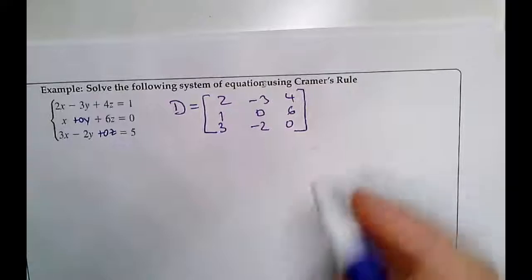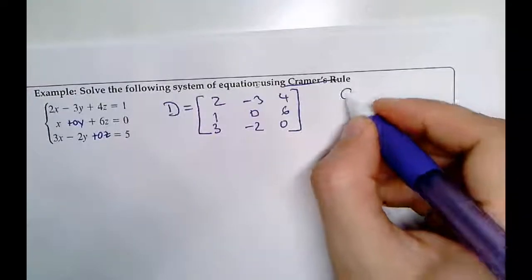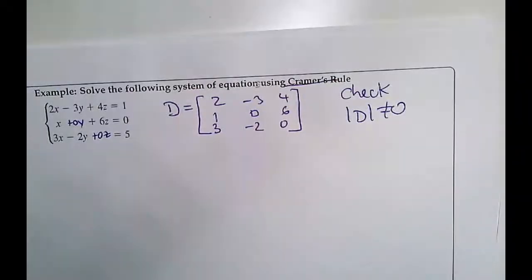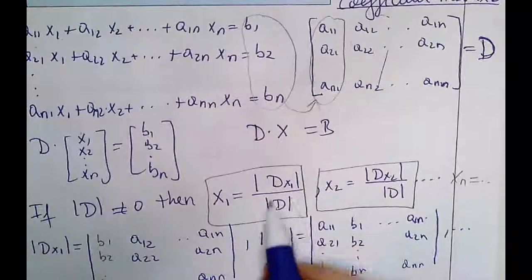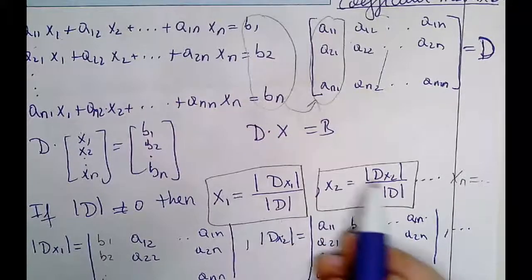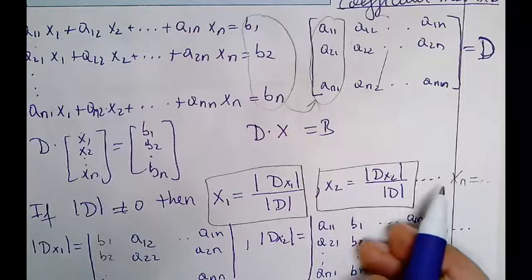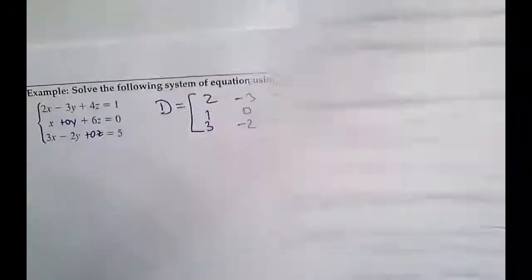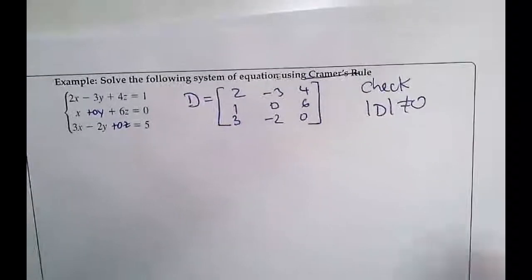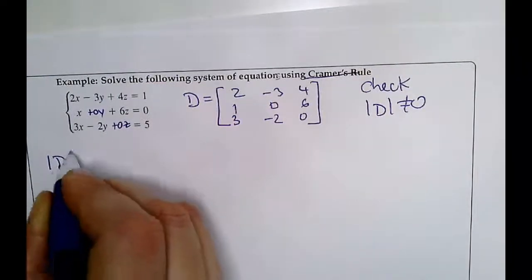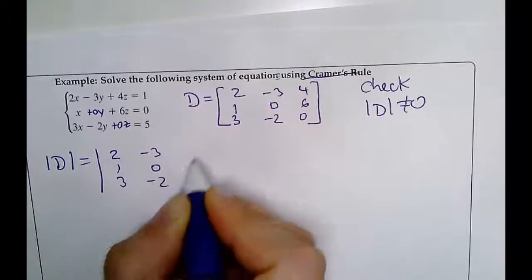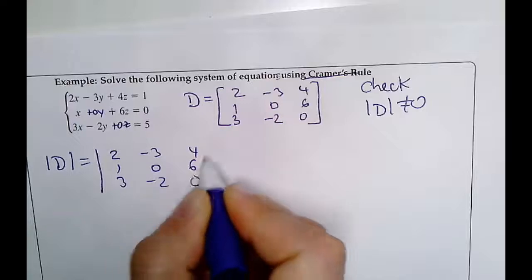Okay, so in order to use Cramer's rule, check that the determinant of D is not equal to 0, because we're dividing by the determinant of D, which is just a number, so we cannot divide by 0. We can't apply Cramer's rule to find x1, x2, and xn if we're dividing by 0. So let's find the determinant quick. The determinant of D is going to be the determinant of 2, 1, 3, -3, 0, -2, 4, 6, and 0.